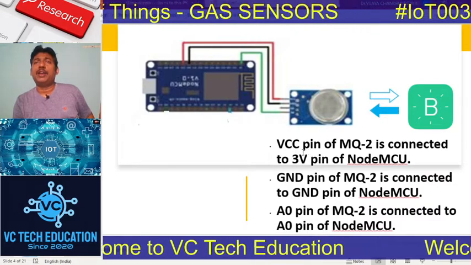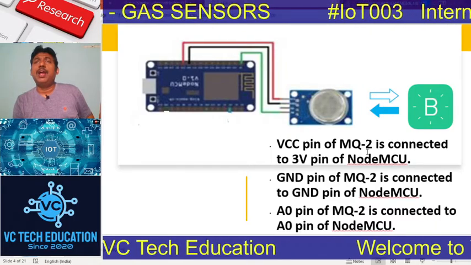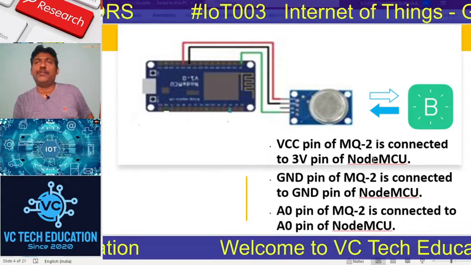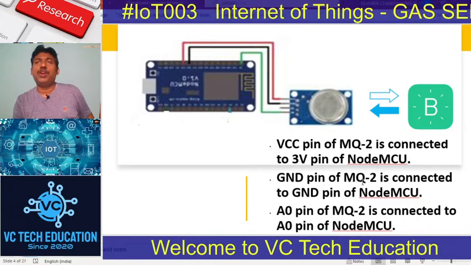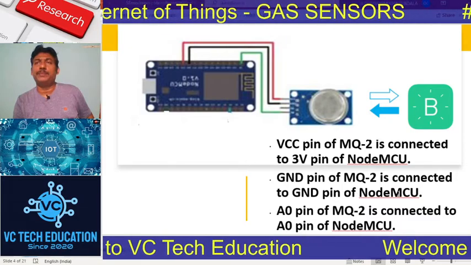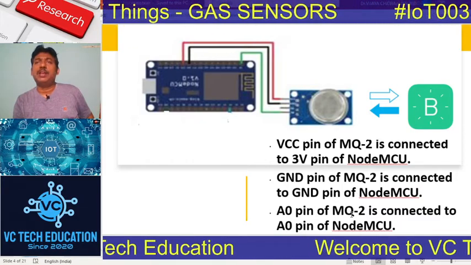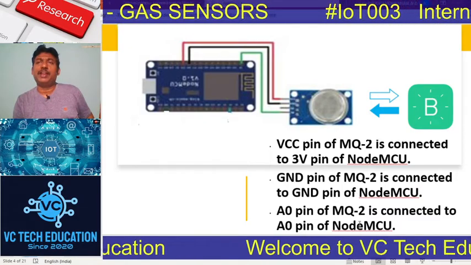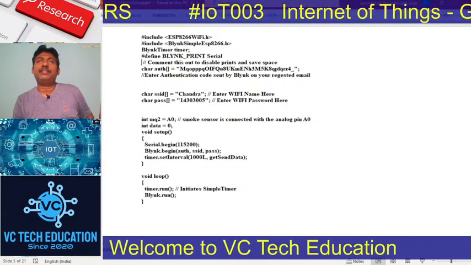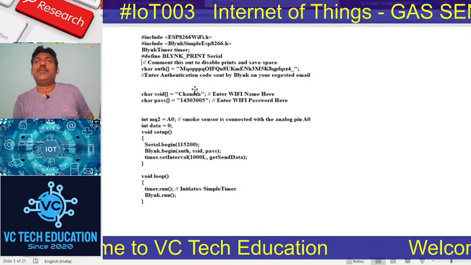Among them, how we are connecting: the VCC pin of MQ2 is connected to the 3-volt pin of NodeMCU. The ground pin of MQ2 is connected to the ground pin of NodeMCU. The A0 pin of MQ2 is connected to the A0 pin of NodeMCU. Then after this is the program which we are going to write.